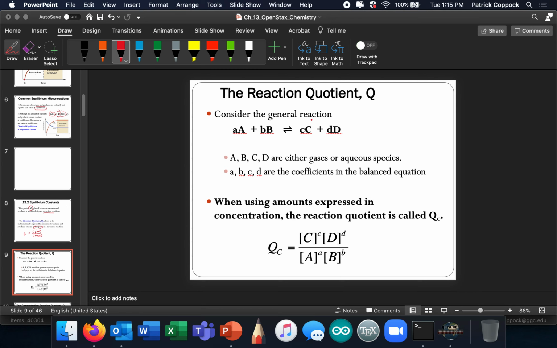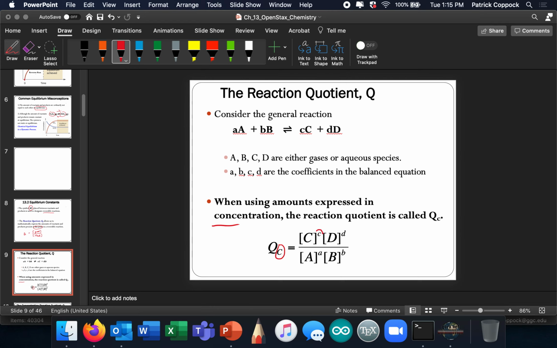Consider the general reaction aA plus bB produces cC plus dD, where this little a means a moles of A plus b moles of B produces c moles of C plus d moles of D, okay? So they're either gases or aqueous species. And when using amounts expressed in concentration, the reaction quotient is called Qc if it's concentration. So we're going to say Qc. So Qc is the products over the reactants.